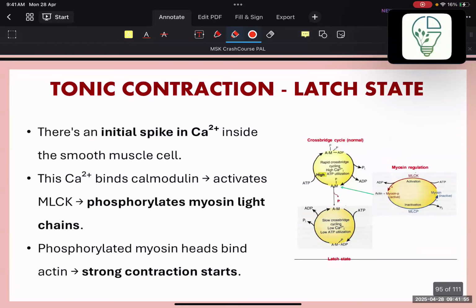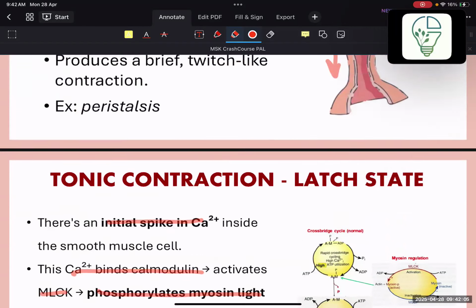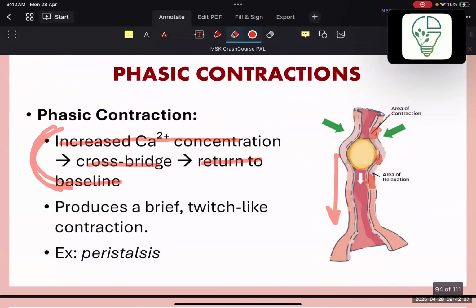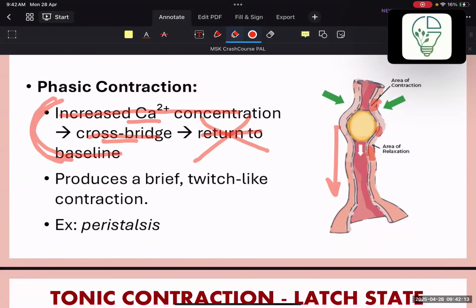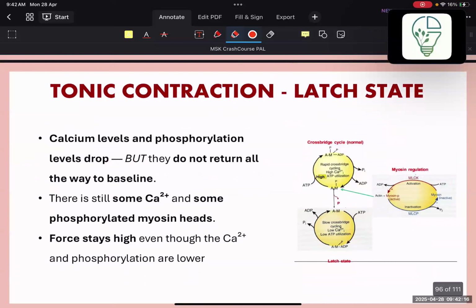In tonic contractions, you will have the same process of initial spike in calcium, and then calcium-calmodulin, and then this will activate MLCK, and this will phosphorylate myosin light chain. The point is, it's going to have the same initial steps as here. You're going to increase your calcium, create a cross-bridge cycle, but you will not return to baseline. What will happen instead is that calcium levels and phosphorylation levels will drop, but they will not return back to baseline the way they do with phasic contractions.